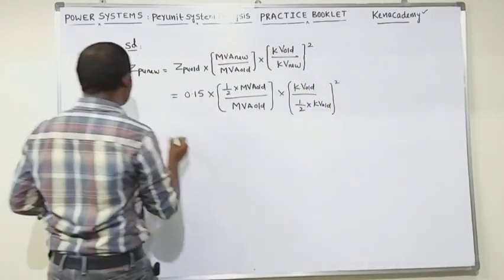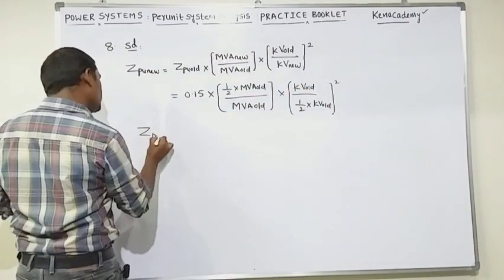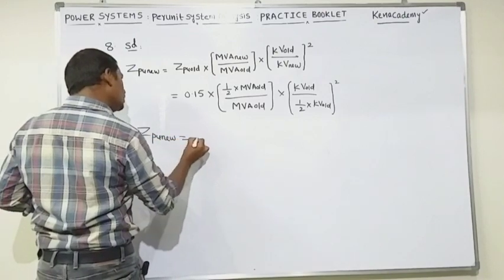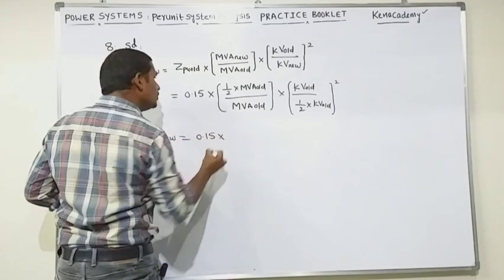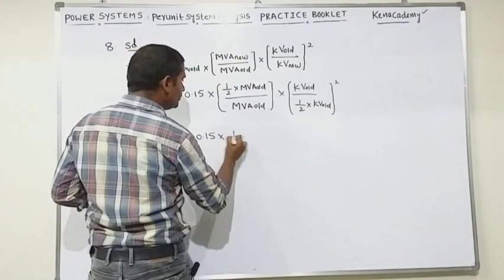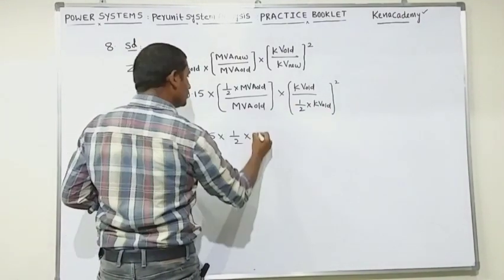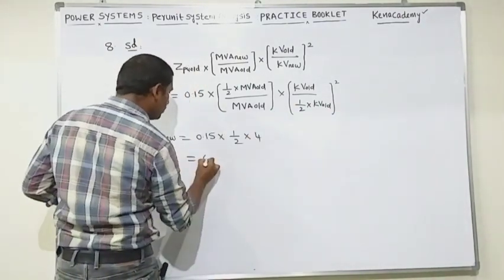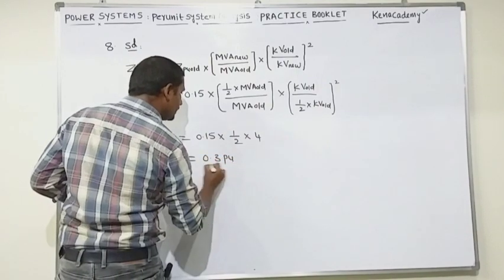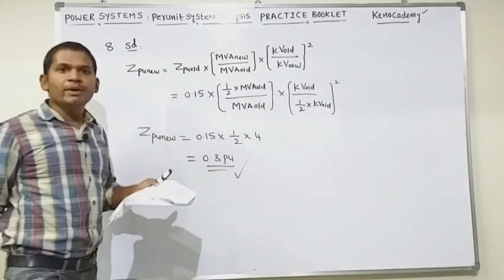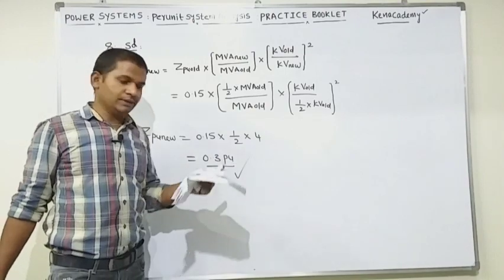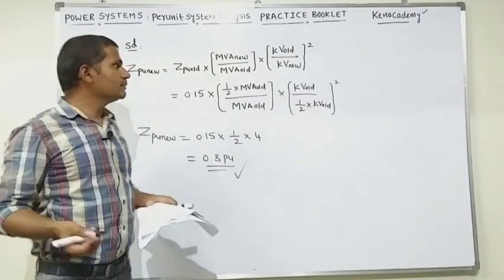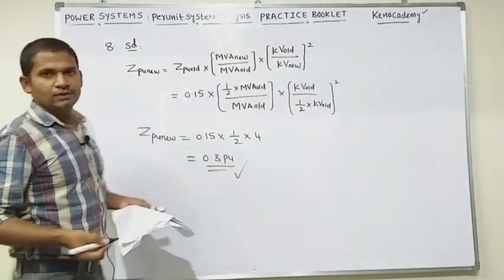Now students, tell the answer. What is the Z per unit new? Then Z per unit new equals 0.15 into, this is 1 by 2, this becomes 4. Then how much can we get? 0.3 per unit. The new value of per unit impedance is 0.3 per unit. Then option C is correct. Clear? This is question number 8.